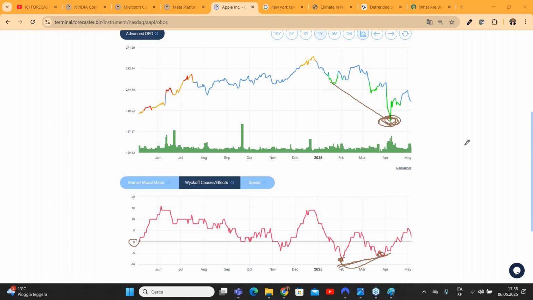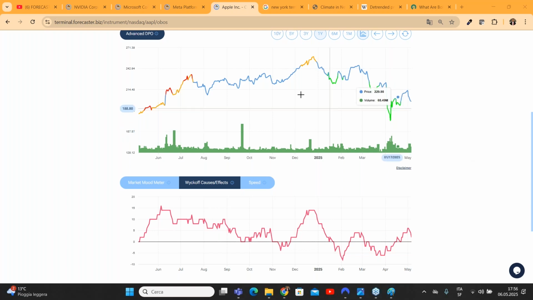This is a divergence, and this is what we are searching for on every indicator we have on the platform, because we have to find the opportunity in a specific moment where the market is in panic, for example, right now, okay?